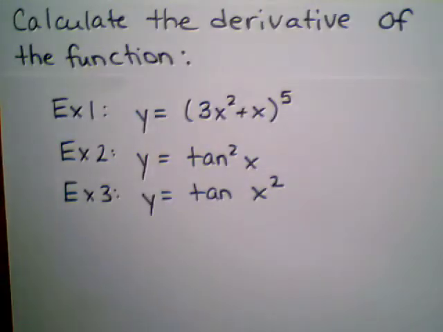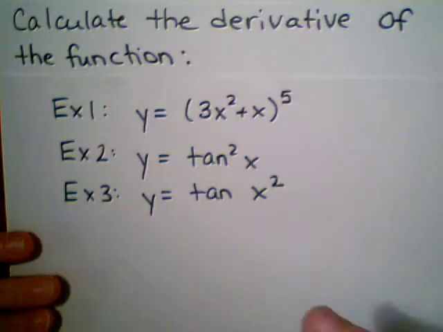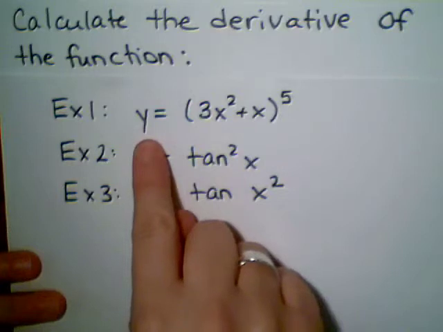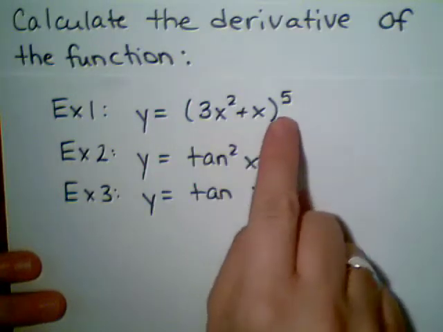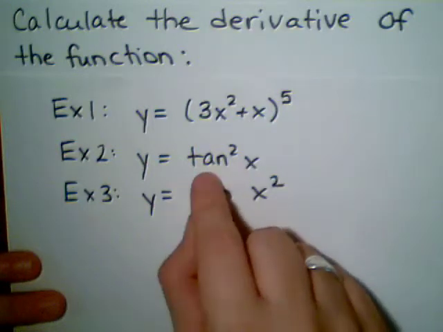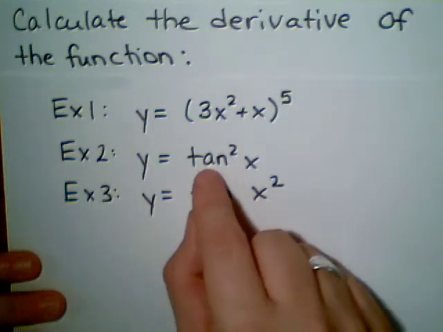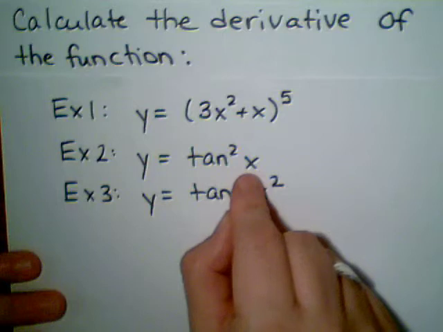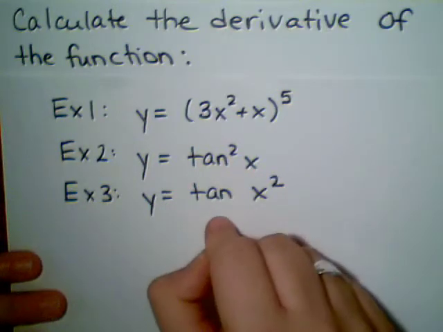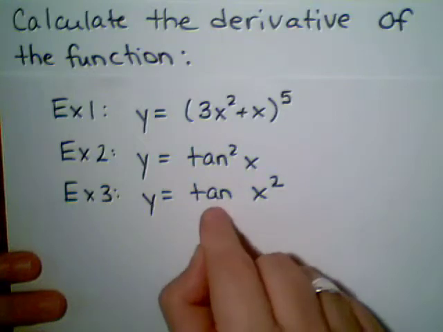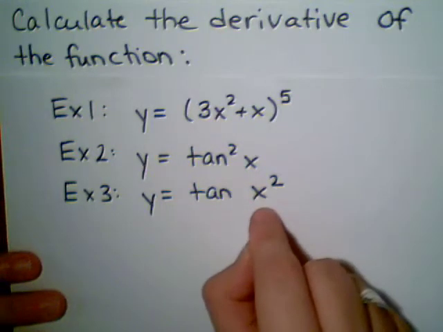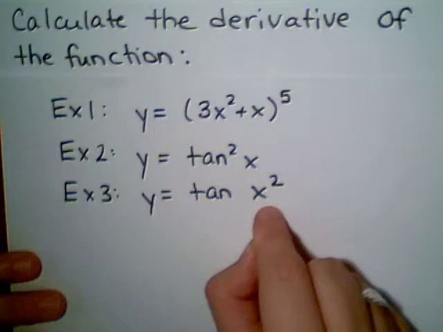I thought you might want to write them down. We're going to calculate the derivative of these three functions. First, we have a polynomial raised to the fifth power, so that's a composition. Second, we'll have tangent squared of x, which means tangent of x times itself. And then third, we'll look at a different composition where we're taking tangent of the little polynomial x squared. So the angle is x squared.